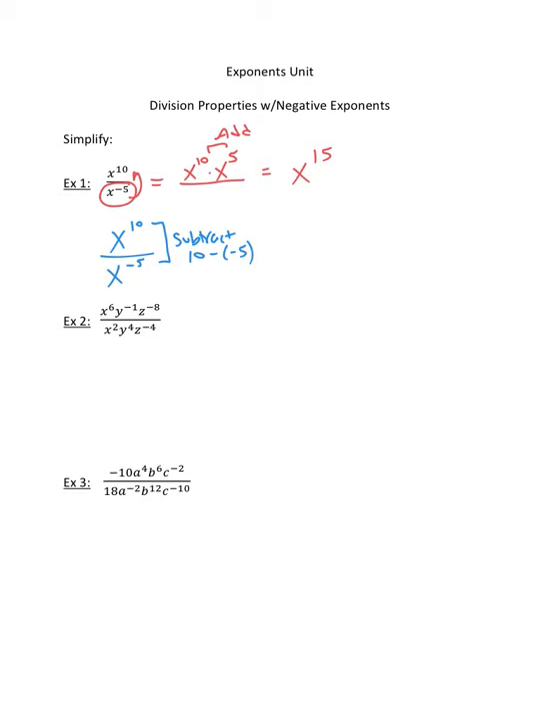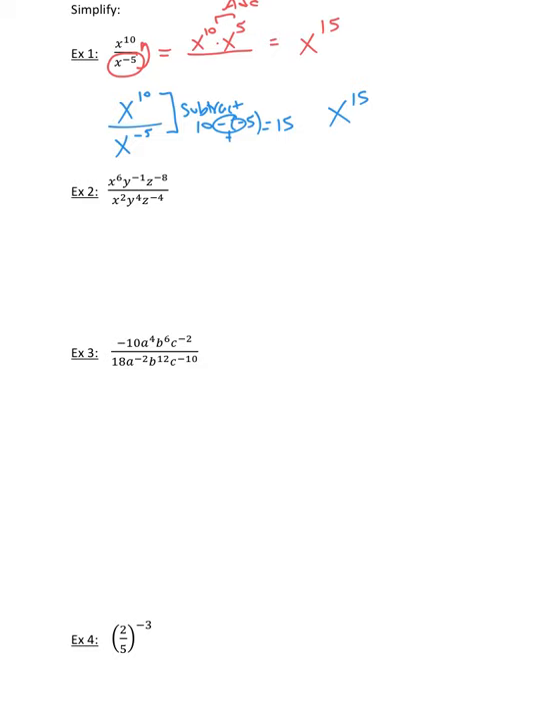And 10 minus negative 5 is really 10 plus 5. So this is telling me that this is going to be a positive 15th power, which tells me it goes to the numerator, x to the 15th. So you can always do that, and we are going to use that in certain situations in the future. Right now, you kind of have the option. It's up to you.